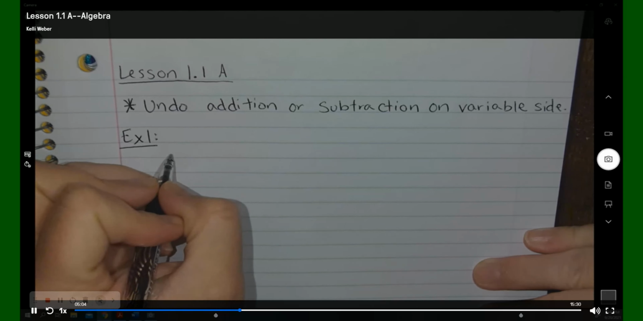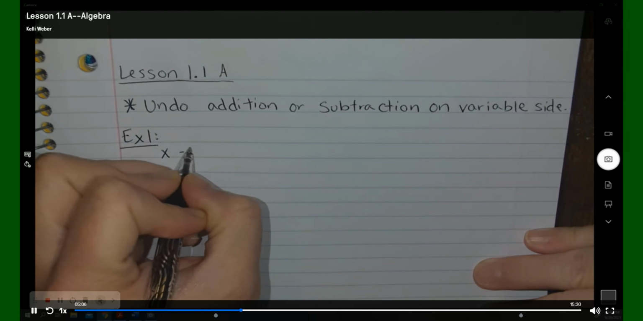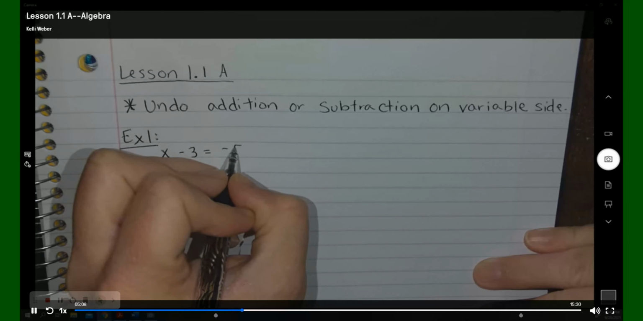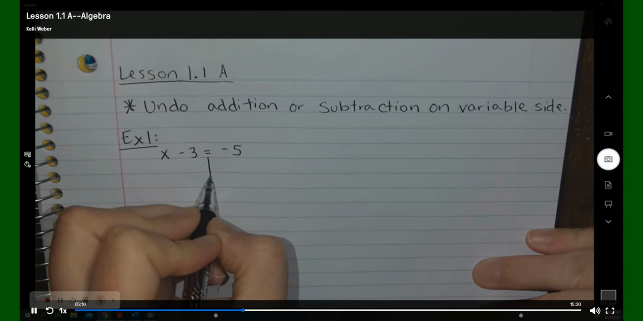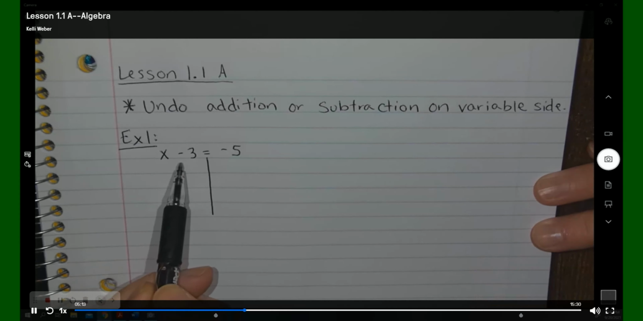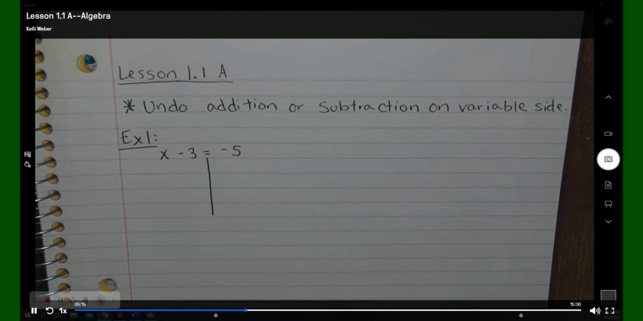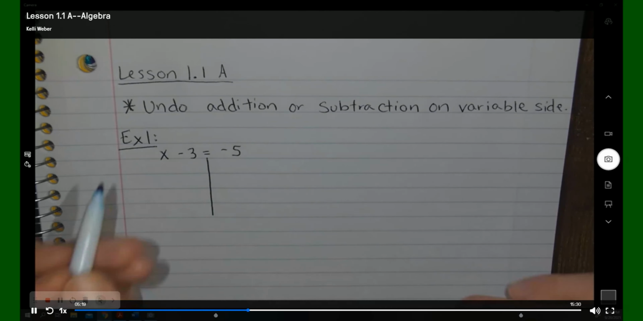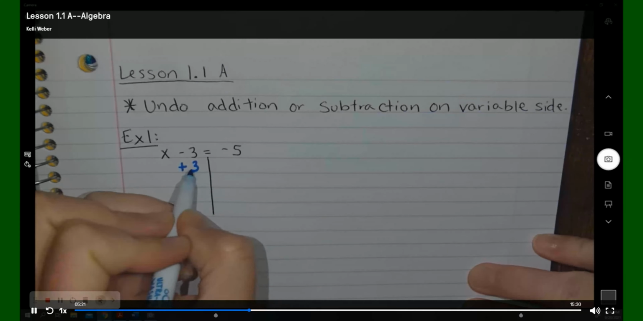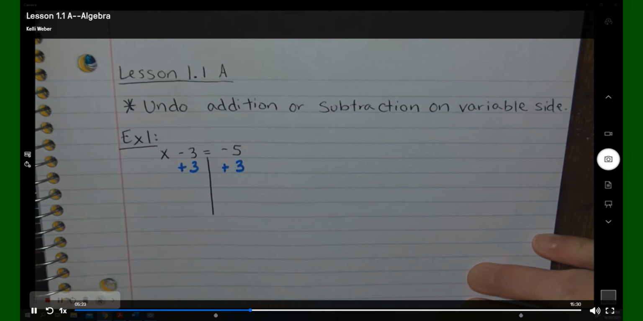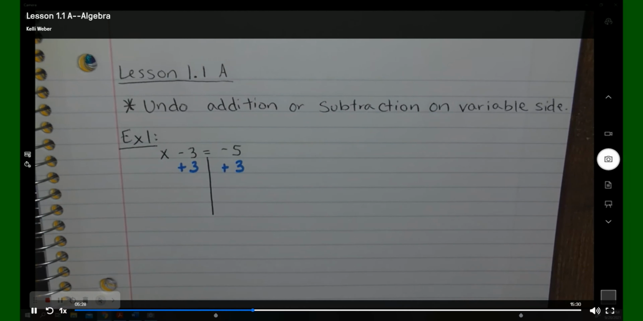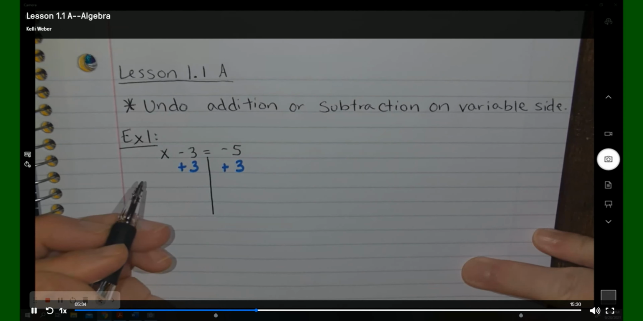if we have the problem x minus 3 equals negative 5, we're recognizing that this is a subtraction problem, and we talked about how to undo subtraction is to use addition. So we're going to add 3 to both sides. We have to keep it balanced. Now I draw this line to show the two sides of the equation so I don't accidentally put plus 3 on the same side multiple times. And then I'm going to simplify.